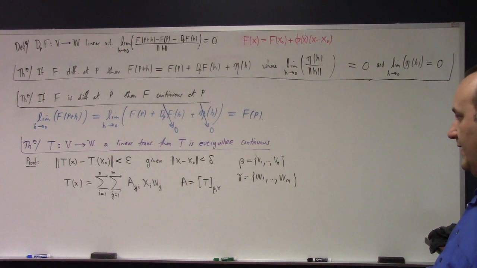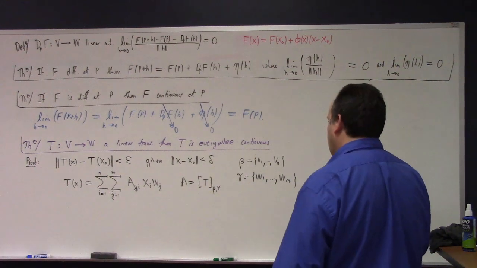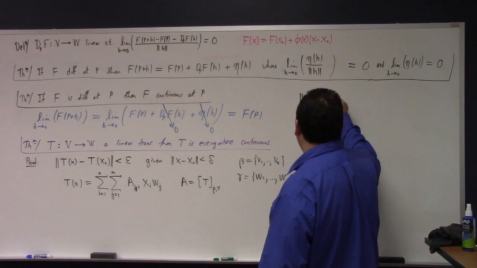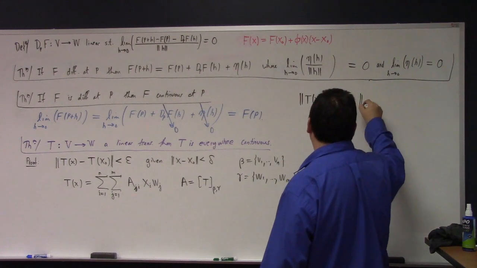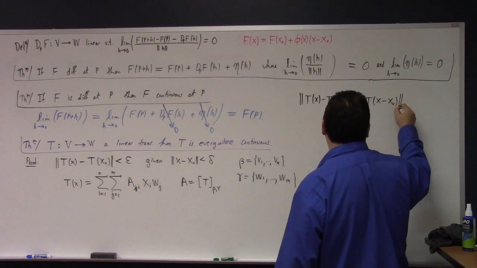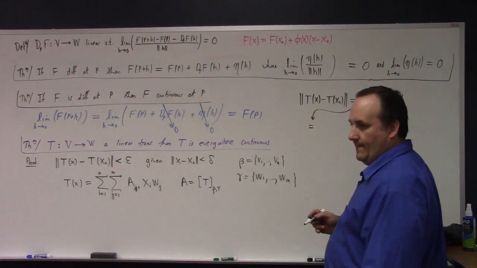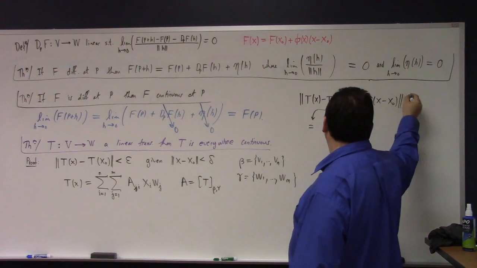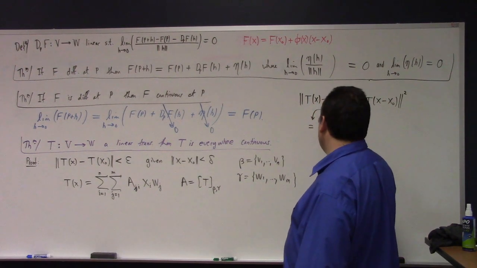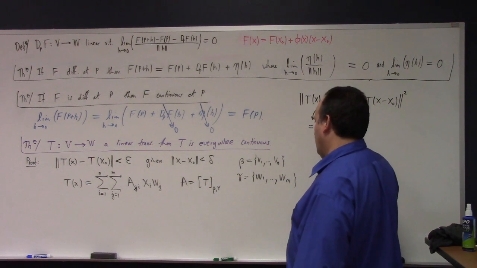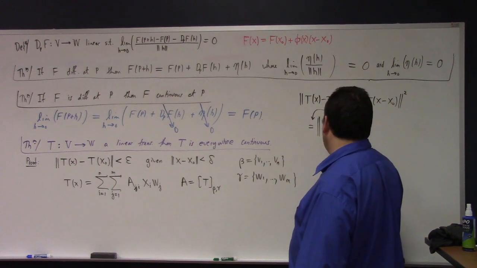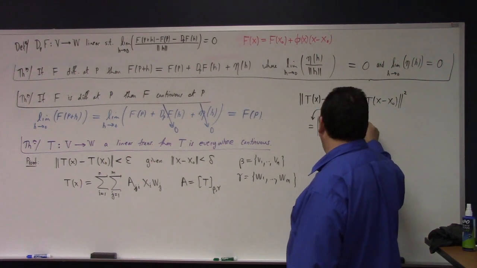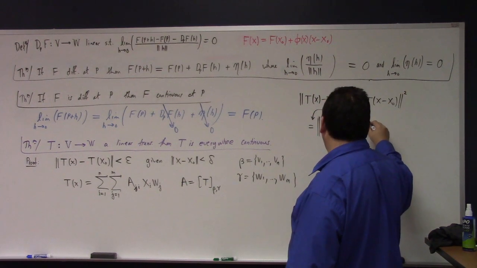What that means is we can calculate the norm of T(x) minus T(x naught). But that is the norm of T(x minus x naught) by linearity of T. Which means we can use my formula and write, and let's square this thing, the norm of the sum over i and j of a_ji x_i w_j.